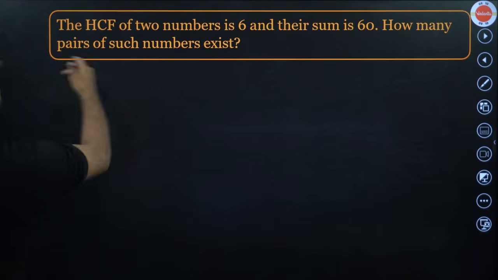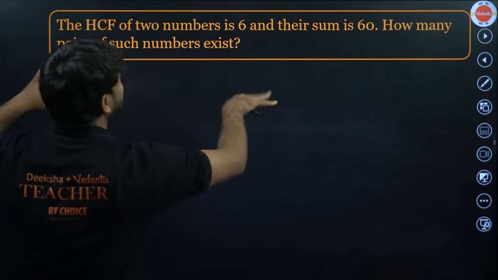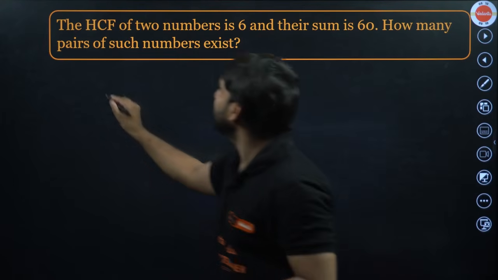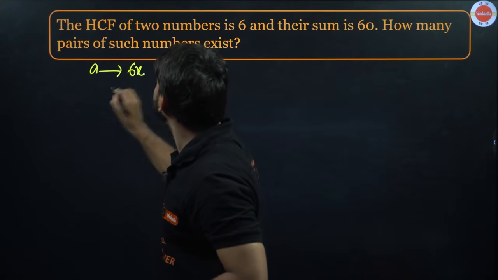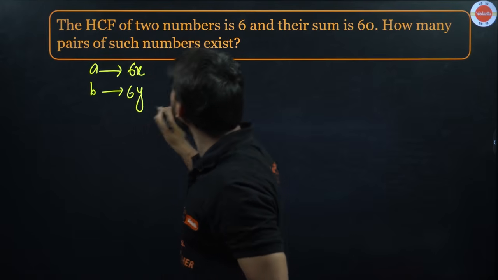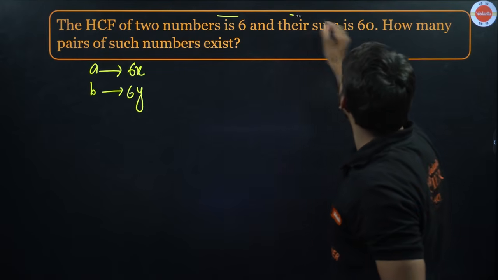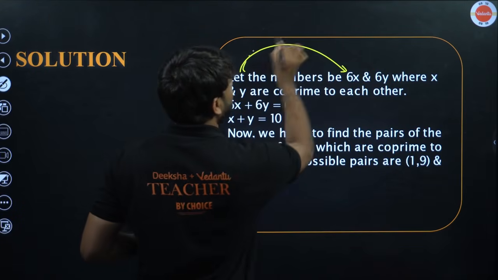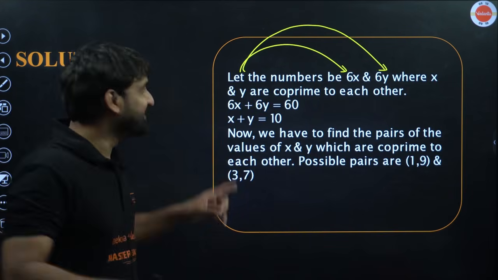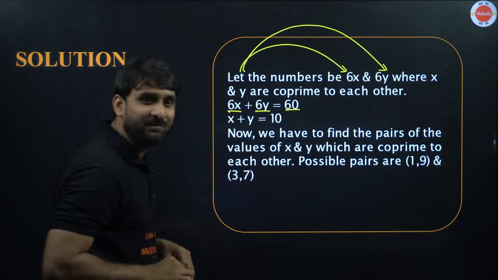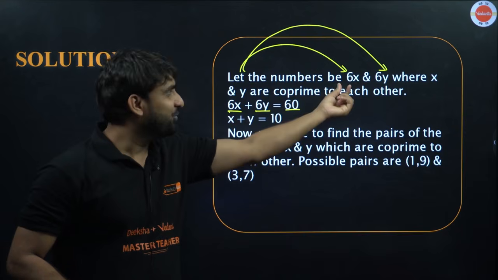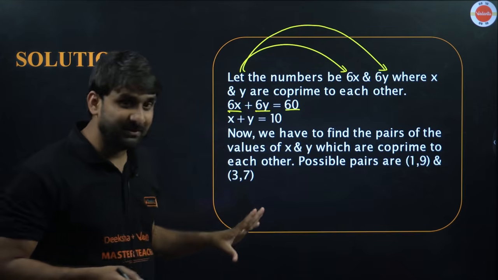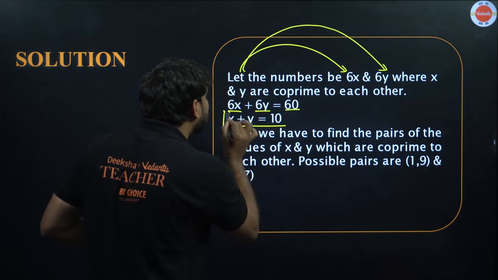Now, the next question. The HCF of two numbers is 6. Again, same thing. If the HCF of two numbers is 6, the first number will be 6x and the second number will be 6y, because the HCF is 6. Now, their sum is 60. Let the numbers be 6x and 6y, and their sum is 60. So 6x plus 6y is equal to 60. Once you get the numbers, follow the language and information given in the question. So x plus y will be 10.